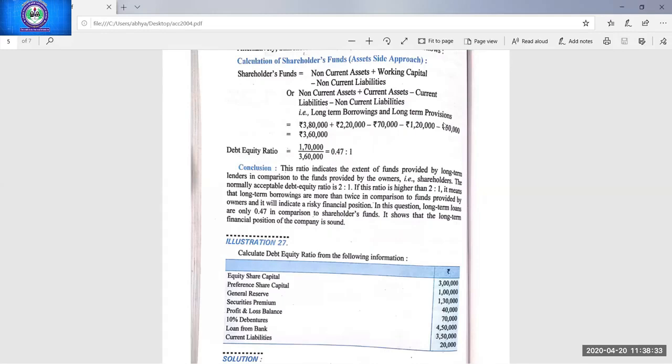10% debentures, 4,50,000, it's a part of non-current liability. The loan from bank, time period is not mentioned along with this loan. And what I told you, all the loans until the time period is mentioned will be considered non-current liabilities. So this loan is also non-current liability, 3,50,000. Current liabilities are of no use here because we are finding out debt equity ratio. So there will be no use of current liabilities.